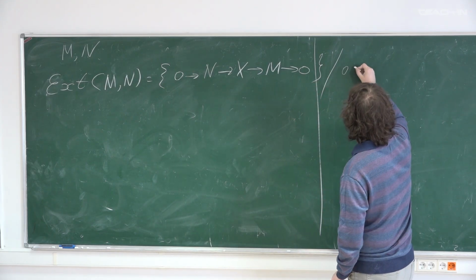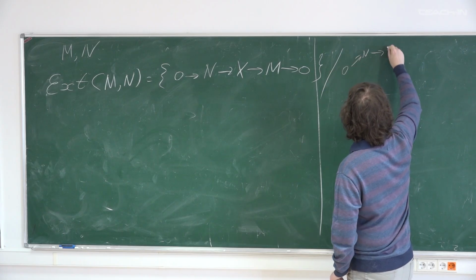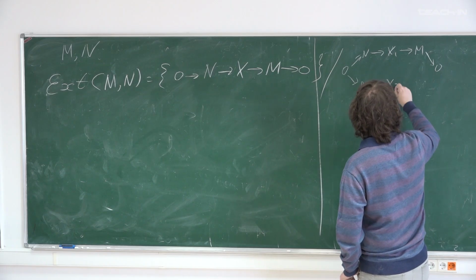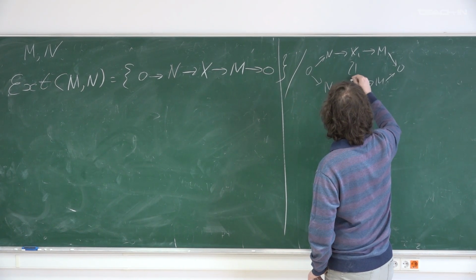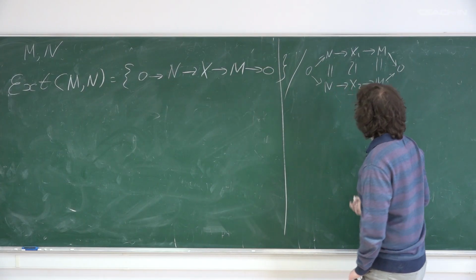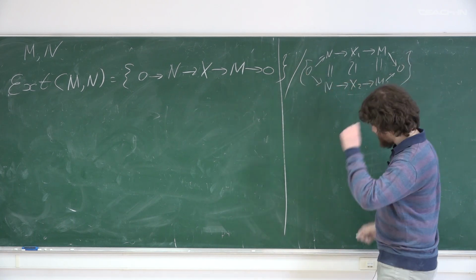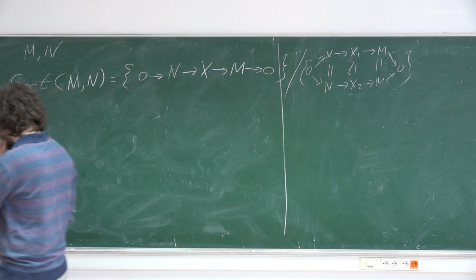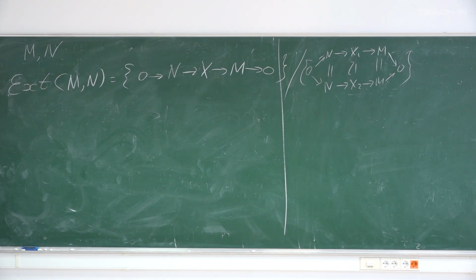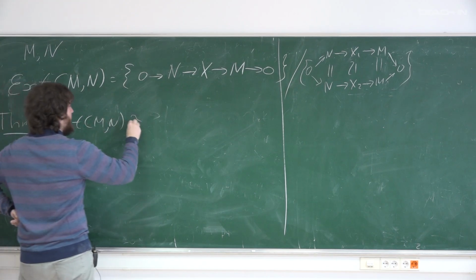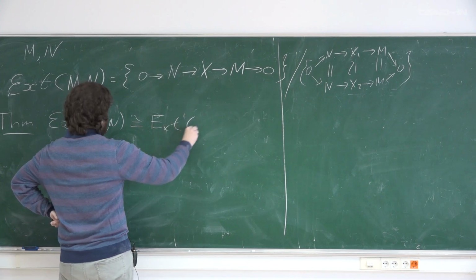Two of them are isomorphic if we have two short exact sequences and an isomorphism which is identity on N and M. Maybe they exist, but then we identify them. It's a set. Maybe it's not obvious that it's a set, but it's a set. Now we have a theorem that this set is in natural bijection with Ext1(M, N).